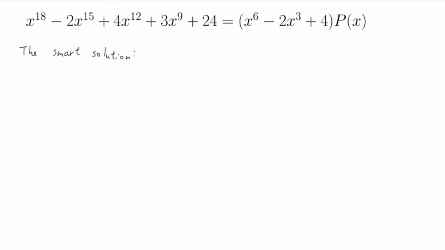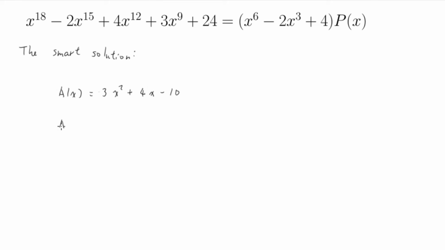The key to realize in the smart solution is that we're not required to figure out what p of x is. We just need to know the sum of the coefficients. So is there a way to figure out the sum without actually computing p of x? And to do that, let's first start with an example. Let's consider a of x equals 3x squared plus 4x minus 10.